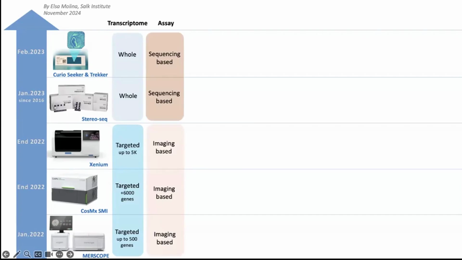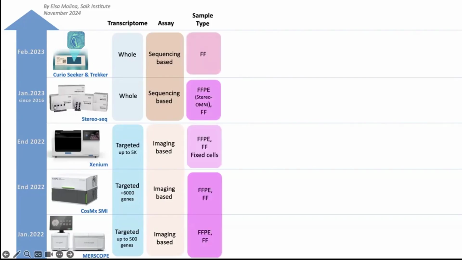StereoSeq and Curio are sequencing-based technologies, while Xenium, COSMIC, and MERSCOPE are imaging-based technologies. So what type of sample can you run? Most of them you can run FFPE and fresh frozen. However, for Curio, you can run only fresh frozen at the moment. Maybe next year they will be able to provide it for FFPE.